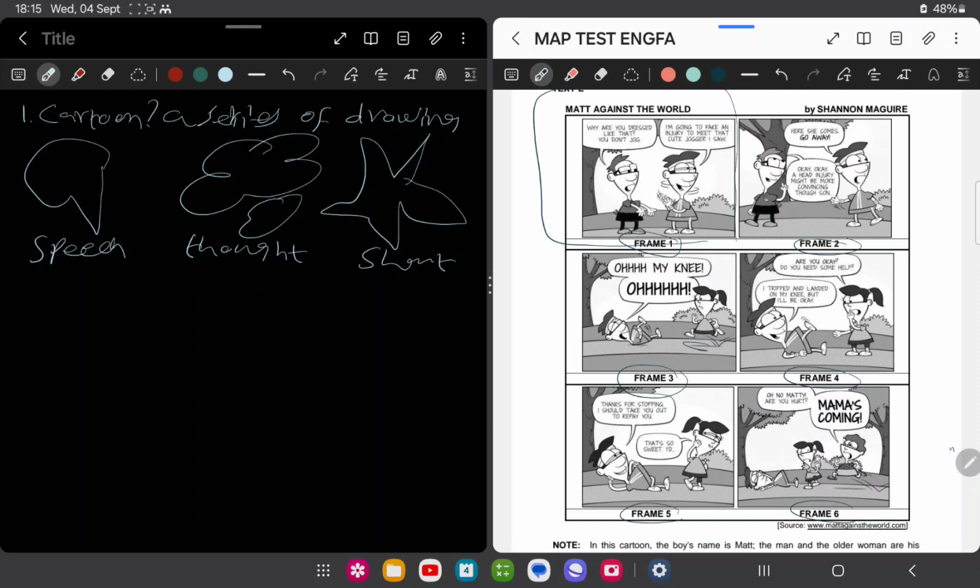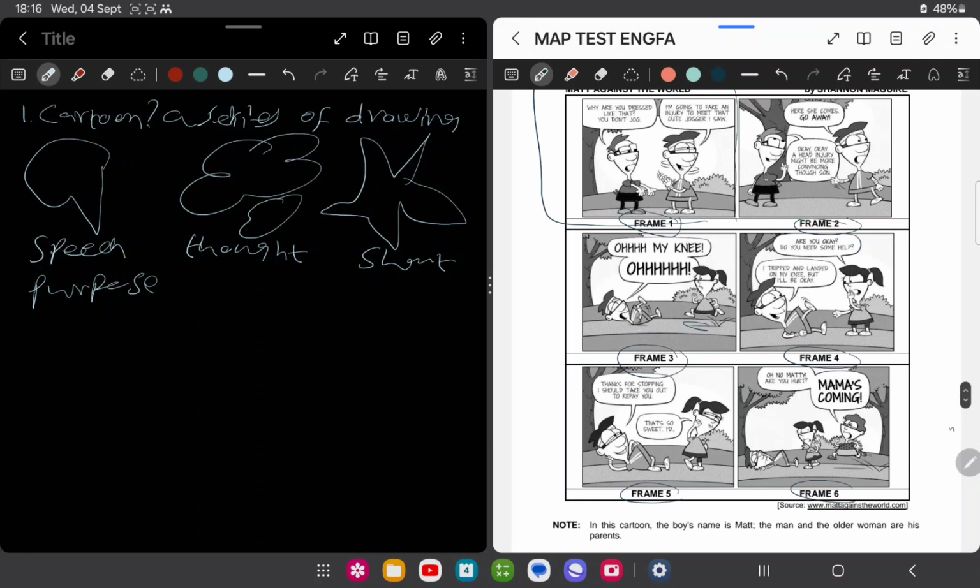Then the purpose of a cartoon. Before we attempt to analyze the cartoon fully, we have to know the purpose of a cartoon. Why do we study a cartoon? The purpose of a cartoon is to bring humor or laughter, meaning that after studying a cartoon you have to laugh.